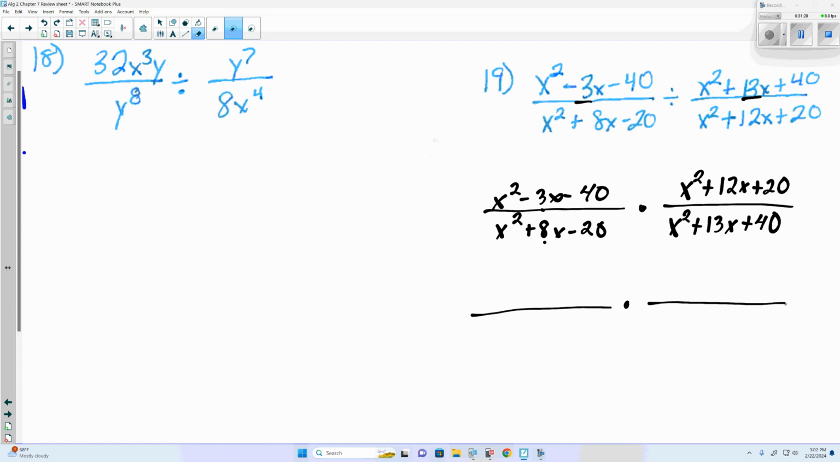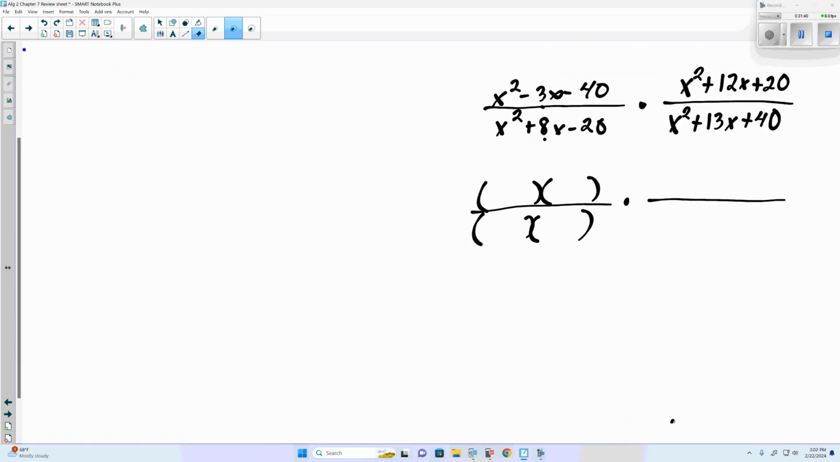Now we just need to factor. So I'm going to start off. It doesn't really matter where you start factoring this. We just need to pick one and go from there. So I'm going to start off with x squared minus 3x minus 40. Since the third term is negative, our signs are opposite. The only factors of x squared are x and x. Our factors of 40 are 1 and 40, 2 and 20, 4 and 10, 5 and 8. And it actually works out that it's 5 and 8.